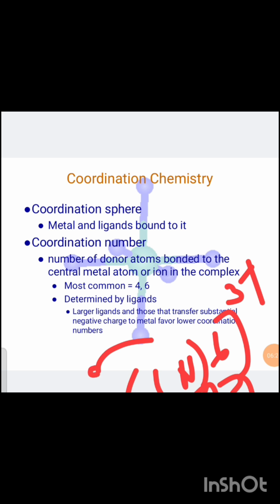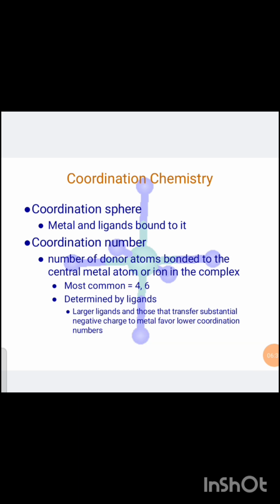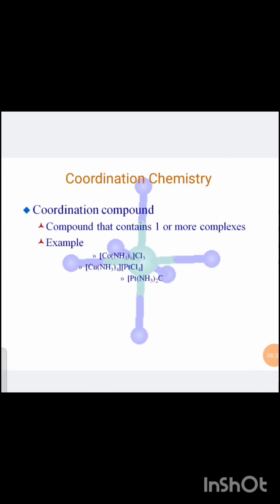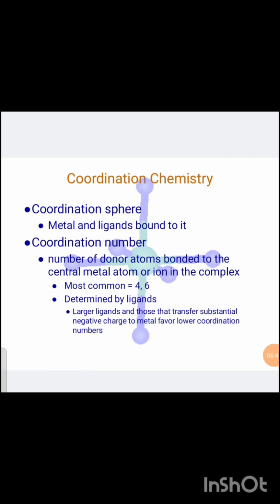And the coordination sphere, this bracket, contains the metal and the ligands. Ligands are those substances that donate negative charge to the metal. The coordination number is simply determined by the ligands, and it is the number of ligands present in the coordination sphere.